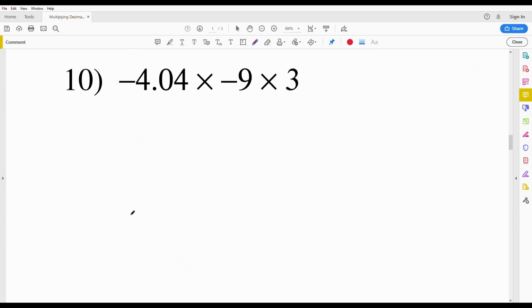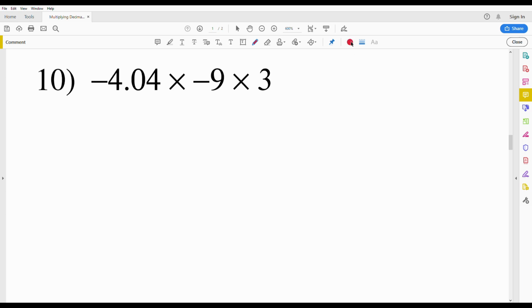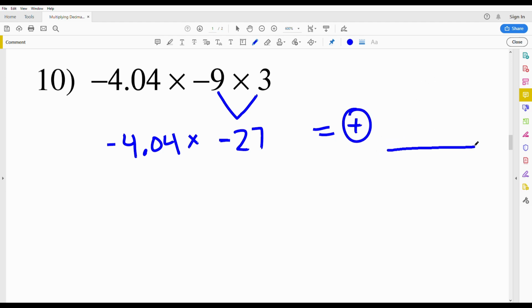In number 10, again, I have 3 numbers. And remember, order doesn't matter, so let's go ahead and start with something easy that we should know how to do in our heads. Negative 9 times a positive 3, negative times a positive results in a negative, and 9 times 3 is 27. So I have negative 4.04 times a negative 27. I know that my result is going to be positive. I just got to figure out what the rest of that number is. So I'll go ahead and do 4.04 and multiply that by 27.